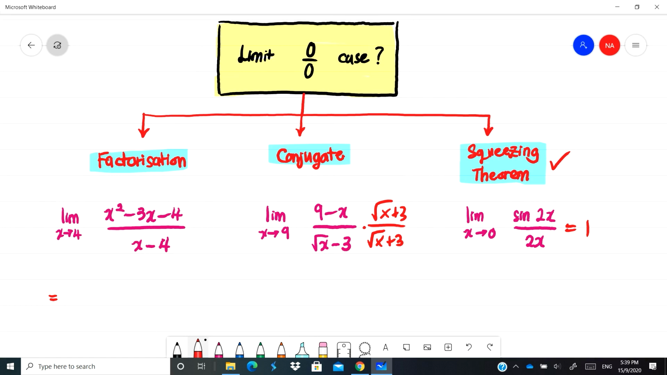But bear in mind that if you have the limit of 0 over 0 cases, you have these 3 types of solving limits. The first one is factorization, the second one is conjugate, and the third one will be the squeezing theorem.